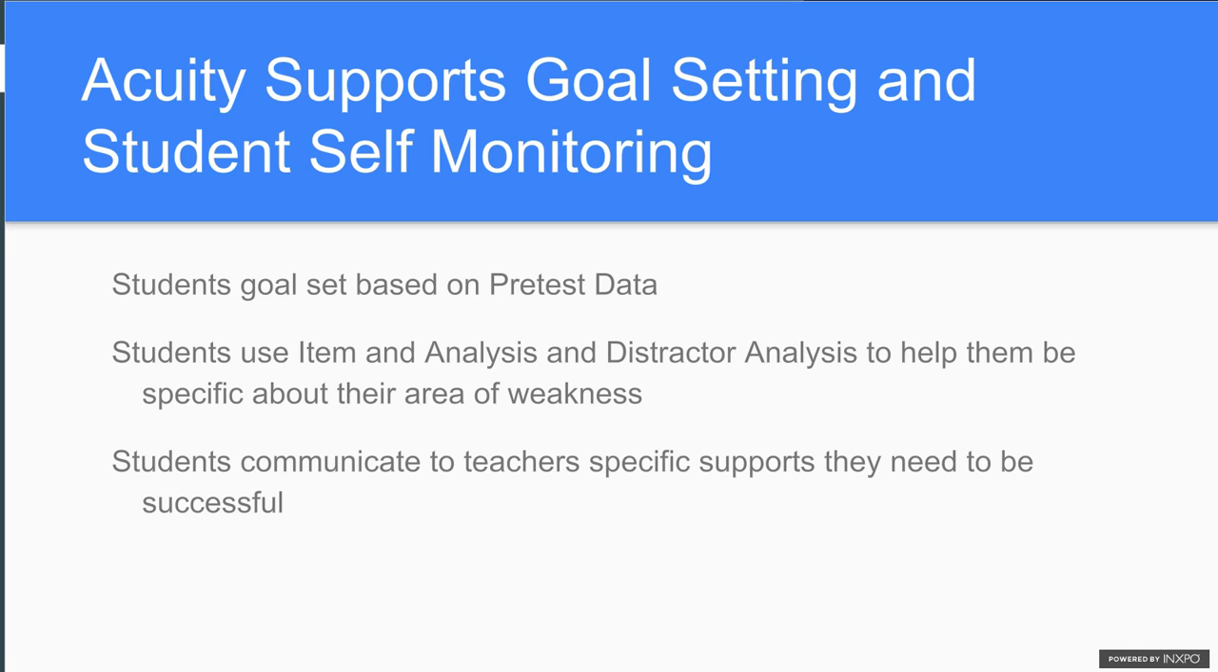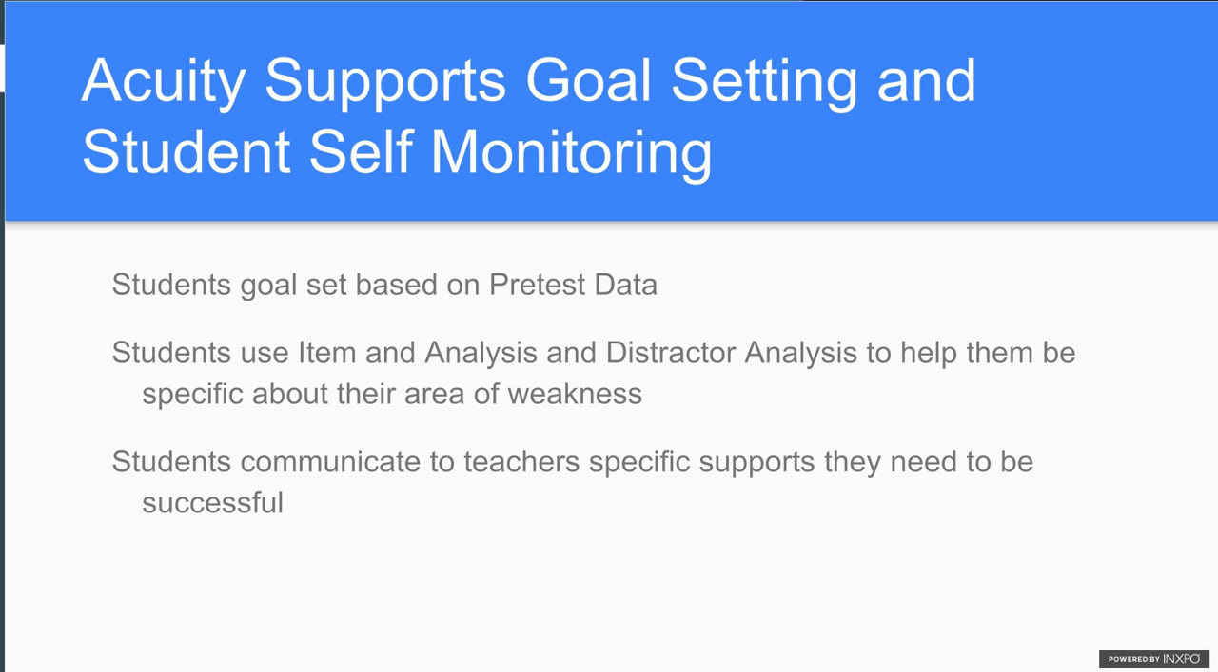So the other important thing that we do is, when we're looking at students self-assessing and finding out what they need to know and how to communicate with teachers. So we make sure that we give them opportunity to goal set, and so they'll look at those little monthly kind of probes that we're giving them, and they'll set very specific goals against that, using that distractor, using that item analysis. And so they'll goal set based on that pretest data, and then they'll communicate to teachers specific reports or specific supports that they need to be successful.